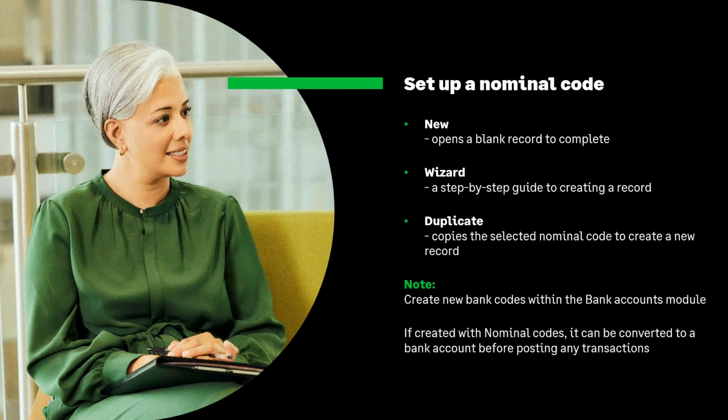Duplicate will copy the selected nominal code that you've got highlighted and enable you to create a new record based around that. I rarely use that one because there's not a lot of settings in a nominal record, and you'll see that in just a moment.